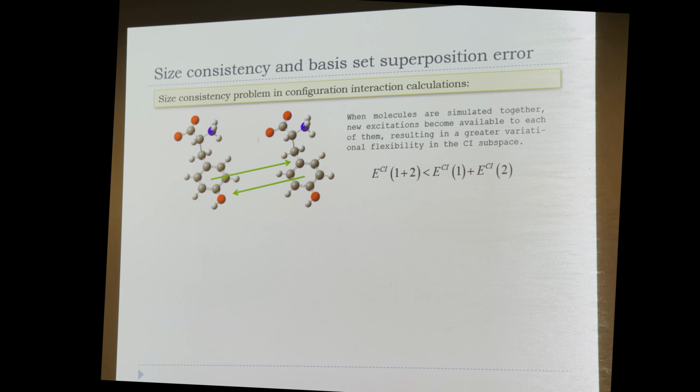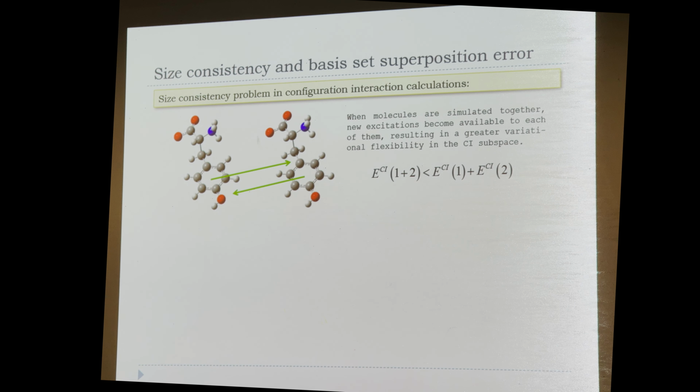Firstly, if we include all single and double excitations and we put the two molecules together, and for example, we would like to know how strongly they are attracted to each other, we will create extra electronic structure excitations that weren't there previously. So you can excite an electron from this molecule onto an orbital that sits there, and the other way around. This is called a size consistency problem.